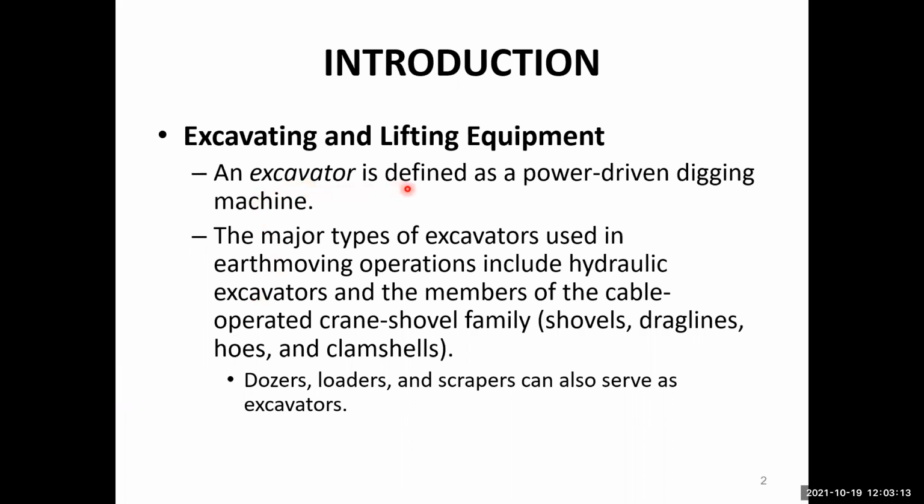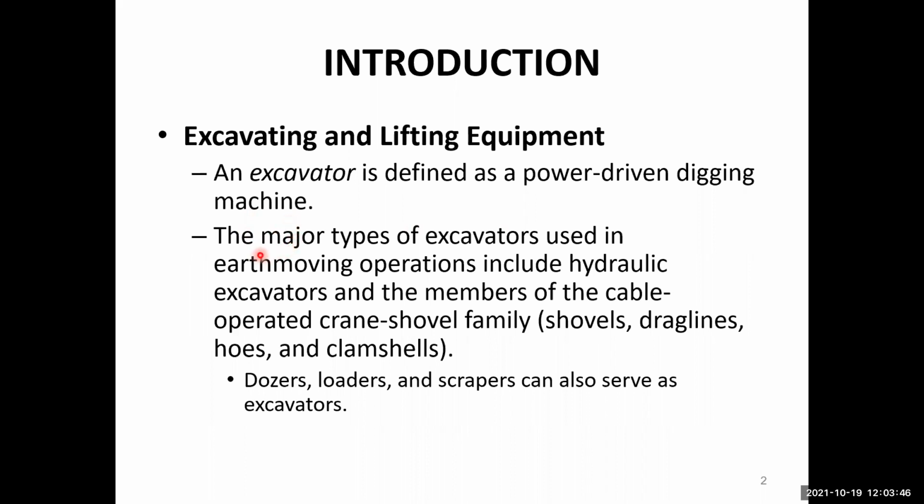An excavator is defined as a power-driven digging machine. So the purpose of an excavator is to dig the soil. That means if the soil is in its natural state on the ground, that excavator will dig it for us. And then, of course, after digging the soil, the excavator will also load the soil into the loading trucks.